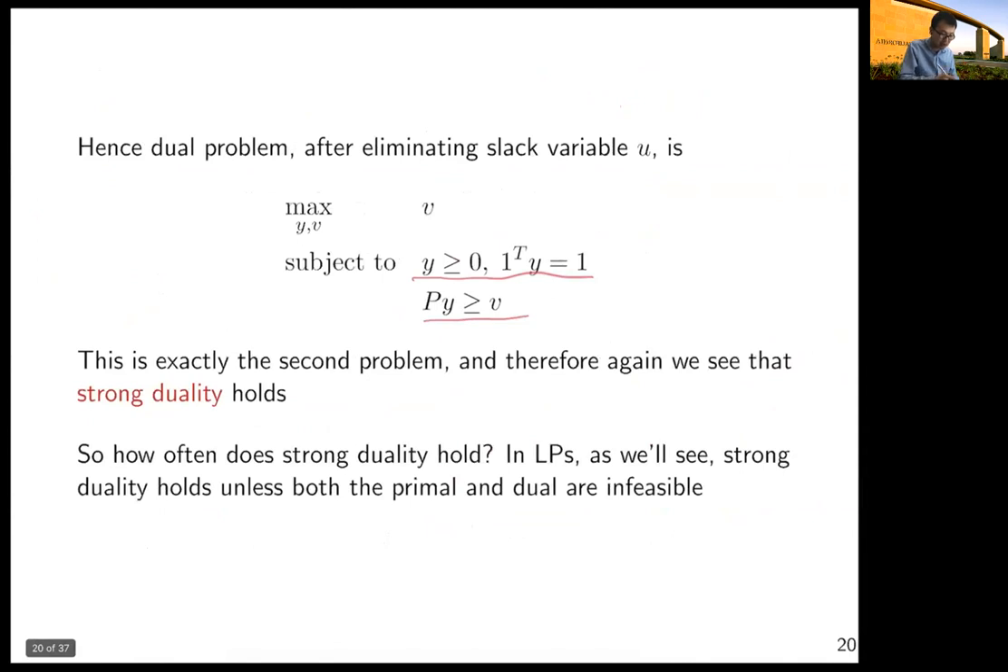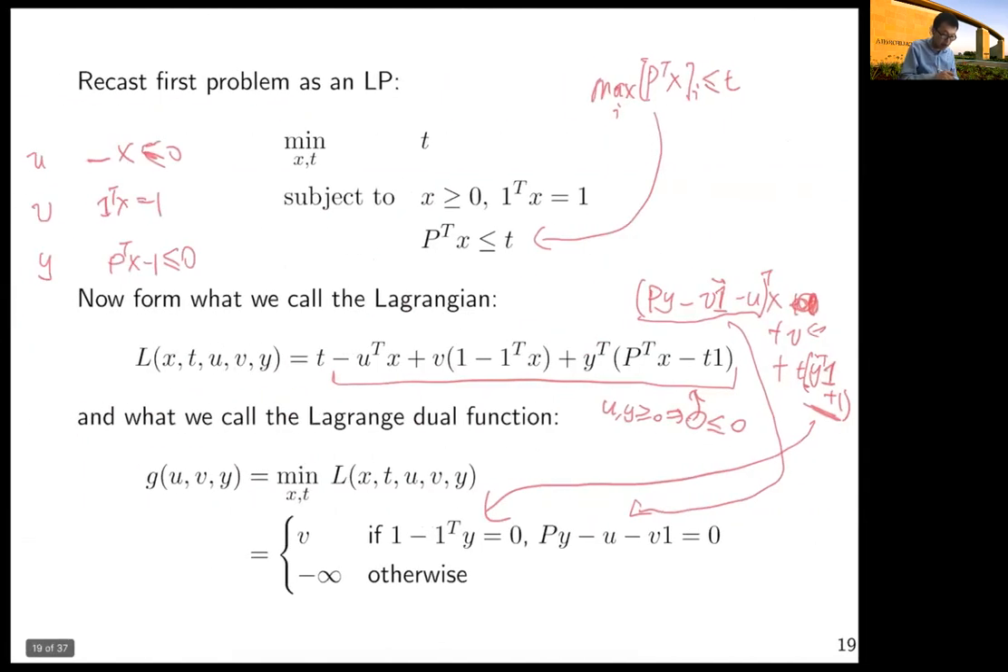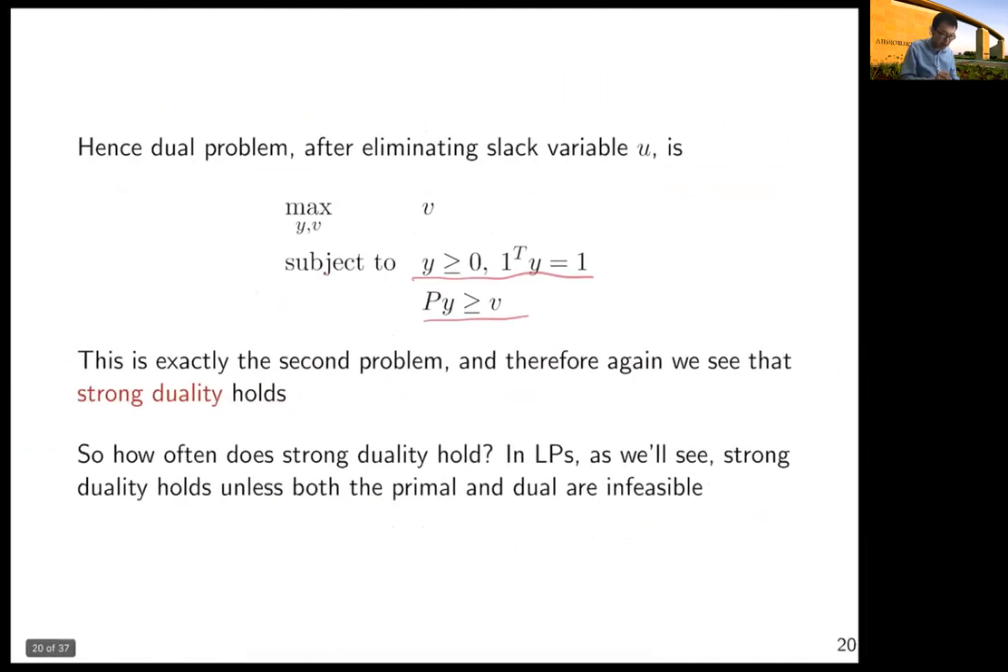Look, it's exactly the same. y is restricted to a probability simplex, and then we require this payoff matrix to satisfy that this v is always a lower bound of this payoff. Notice that this is exactly the same as the second problem. Therefore, either by the minimax theorem we can get strong duality, or by strong duality we can get the minimax theorem, and they are just equivalent in this case of matrix games.